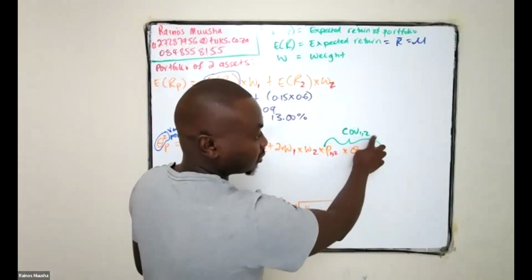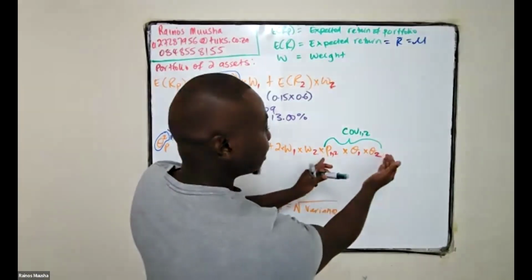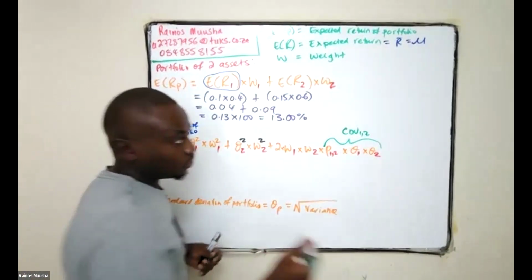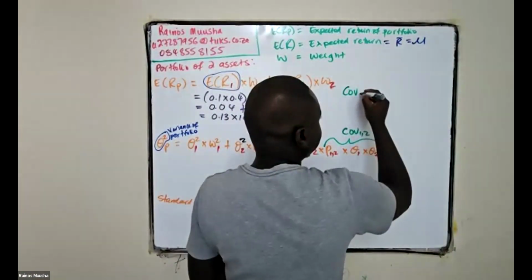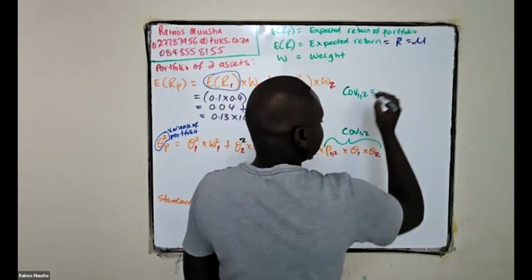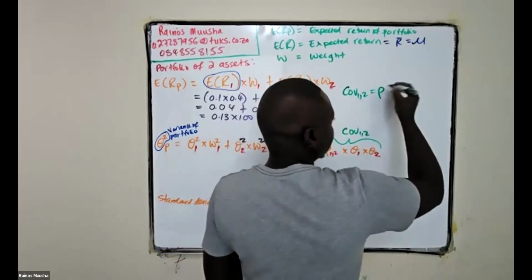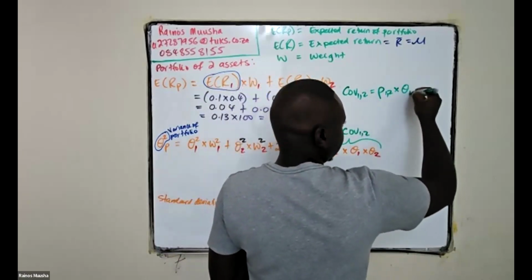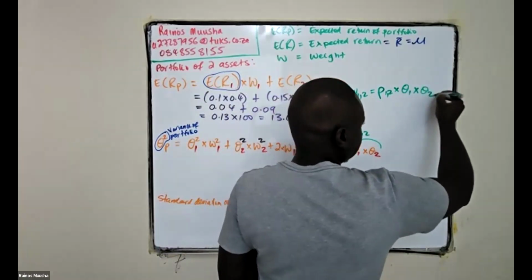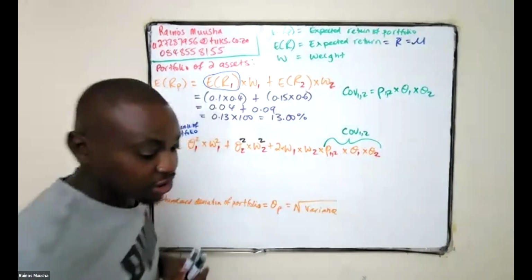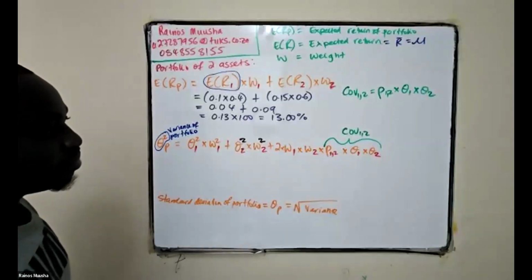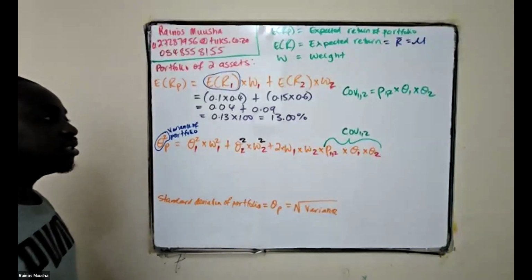But if they give you the covariance of asset 1 and 2, it means they've done this part of the calculation for you already, because the covariance of asset 1 and 2 is given as the correlation coefficient of asset 1 and 2 multiplied by the standard deviation of asset 1 multiplied by the standard deviation of asset 2. So you need to check what you are given. Are we on the same page? Any questions? Anyone lost?